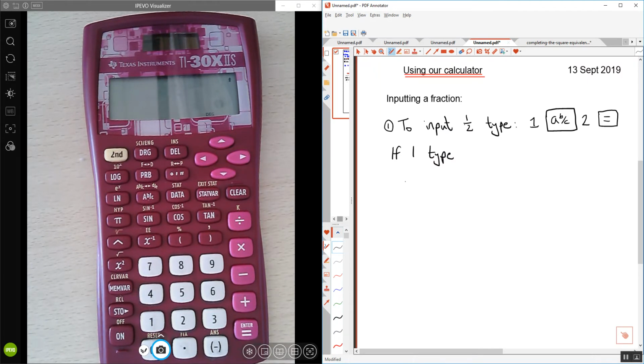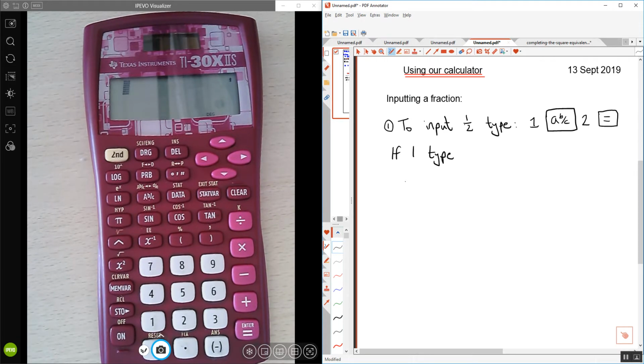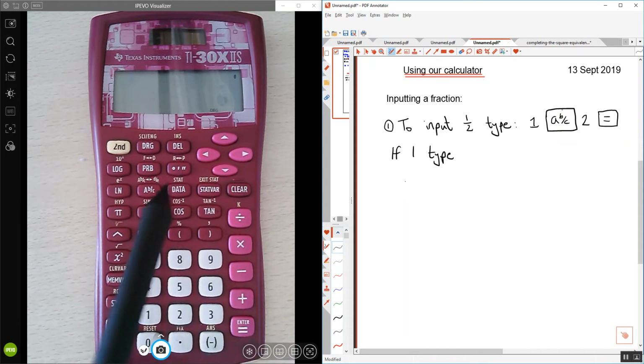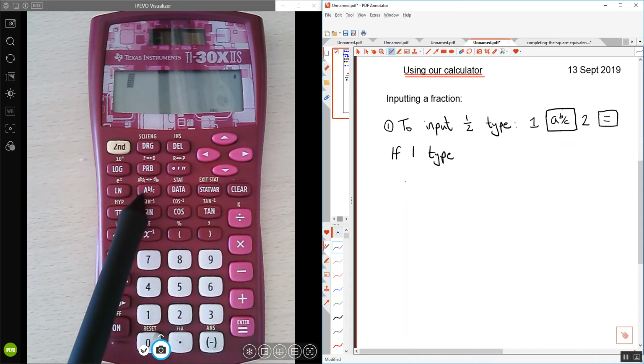Okay, so to input a fraction, to input 1/2. Okay, now I want you to do this with me. Tyler, just make sure, because your calculator is slightly different, we use this ABC button, okay? The ABC button is this one. Everybody see where that is, if you've got one of these calculators?